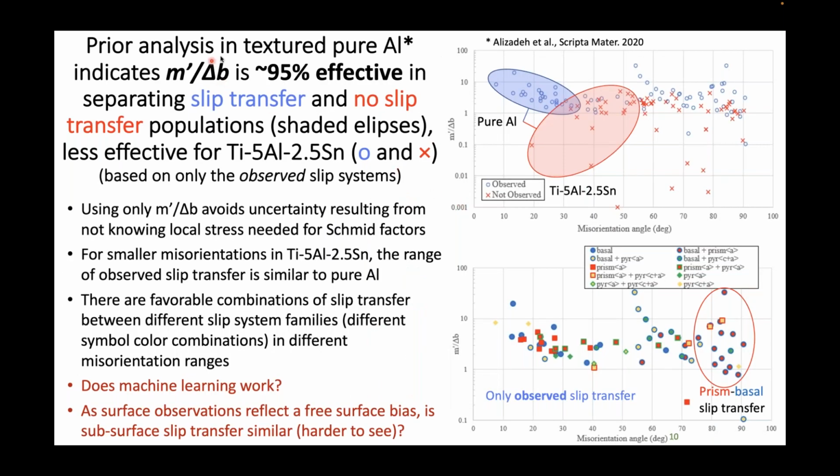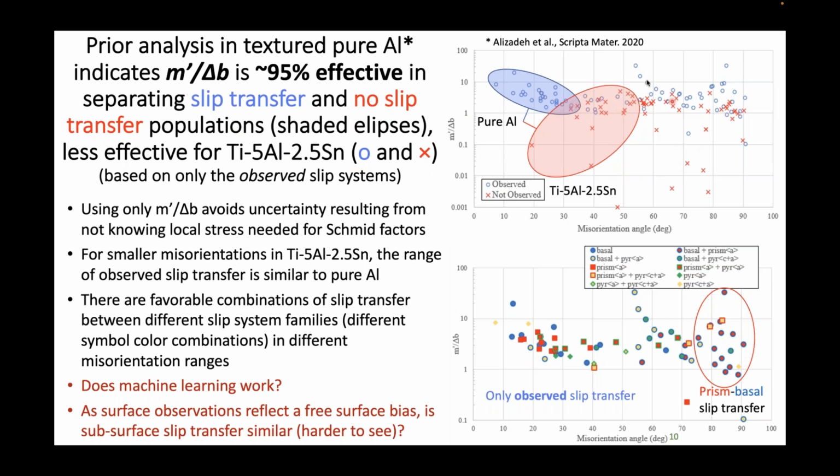So in some prior analysis done in a textured sample of pure aluminum oligocrystal, a large grain thin foil sample, an analysis of these sorts of things indicated that m prime divided by delta B is about 95% effective in predicting slip transfer. So that's this region in this m prime divided by delta B on the vertical axis and the misorientation angle. This blue ellipse represents the majority of observations of slip transfer, and this red ellipse represents the majority of no slip transfer, and there's very little space that intersects.